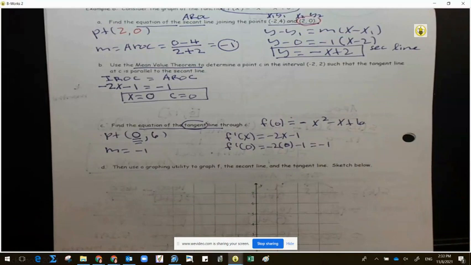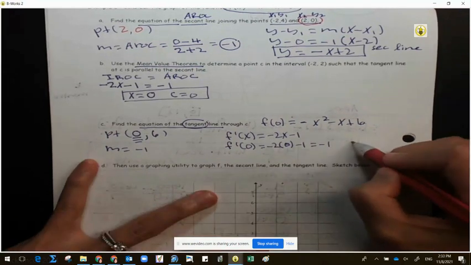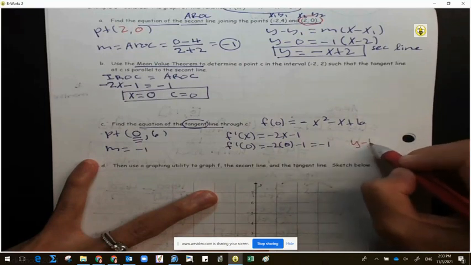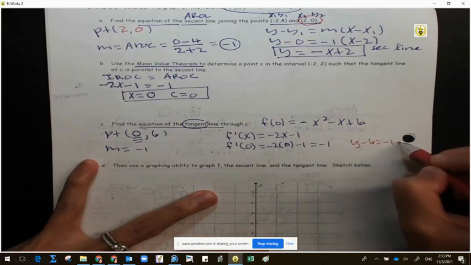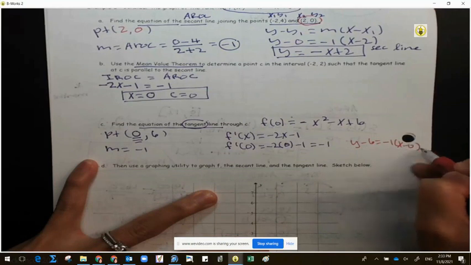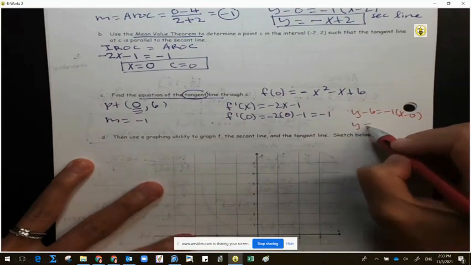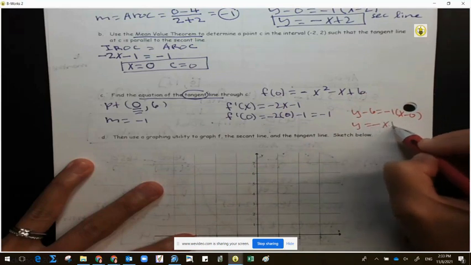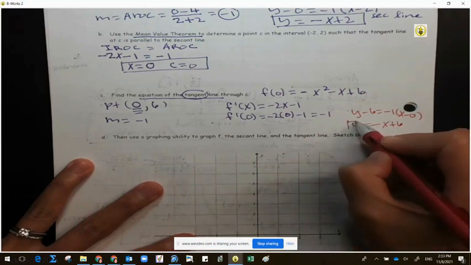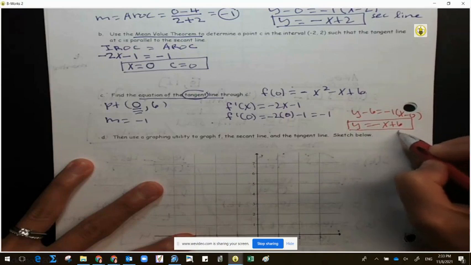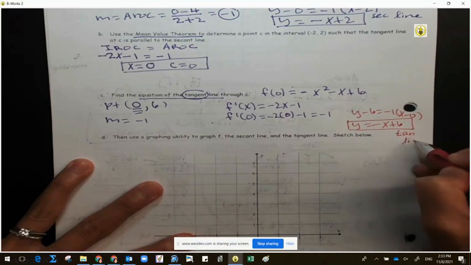So then let's go ahead and plug it into our point slope formula. So we have y minus y1 is equal to the slope times x minus 0. And when I solve for y all the way, we're going to get negative x plus 6. And that is the equation of our tangent line. So let's write it right here, tangent line equation.